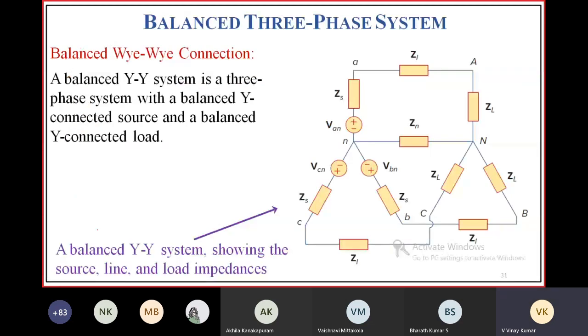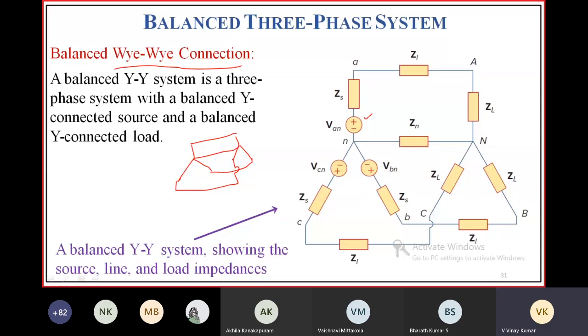The very first one is balanced Y-Y connection, which means star connection: star connected source, star connected load. We join these two. Now, in the star connected source, each phase will generate one voltage. This is VAN, VBN, the phase voltages, right?